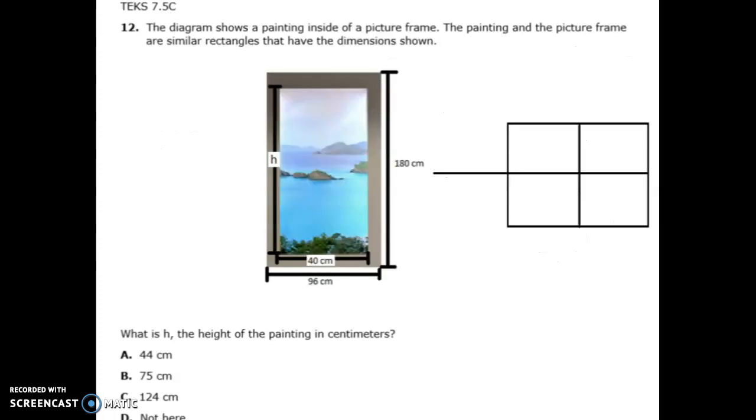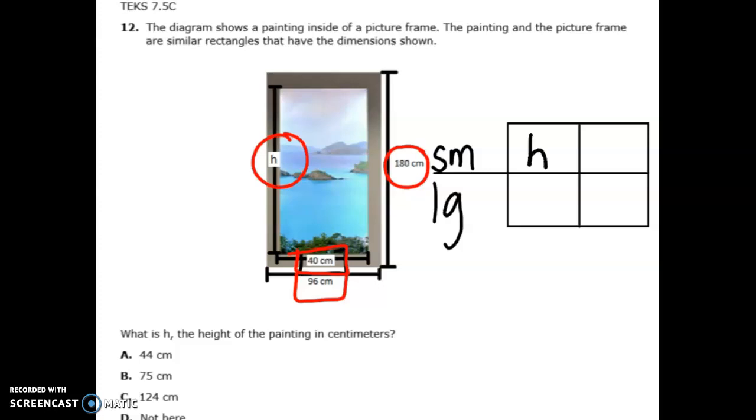One more question. The last one is also a ratio table. So we are comparing our small rectangle to our large rectangle. And you'll see that there's a smaller rectangle inside the larger one. So if we mark which sides go together, the 40 matches with our 96, and our H and our 180 go together. So H and 180 need to be straight across from each other. And then 40 matches up with 96. So they need to be straight across from each other.